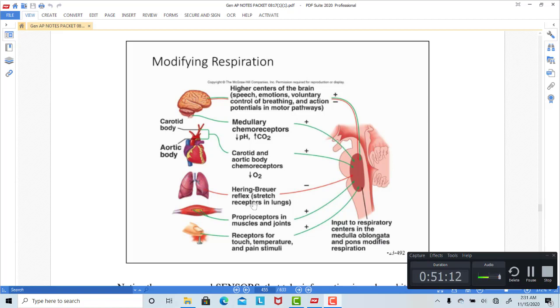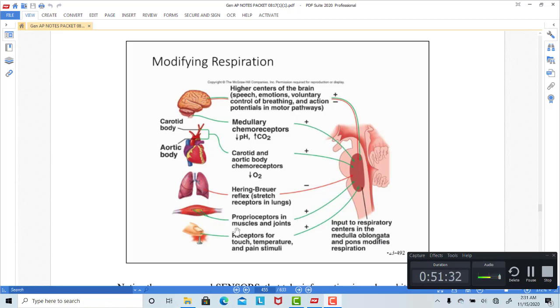That prevents the lungs from becoming overly stretched. So these nice little stretch receptors actually protect the lungs from being overly stretched. And proprioceptors, which are just receptors that detect movement in the joints and muscles. As we move our joints and muscles, that's going to increase the respiratory rate.